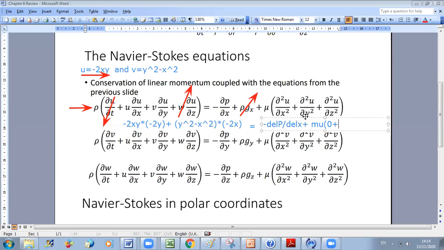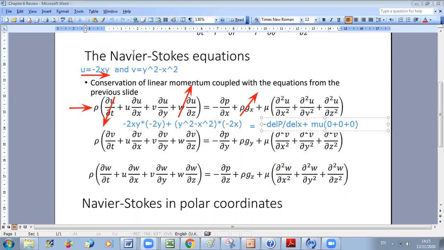Now also, if I derive del u by del y, it will give me minus 2x. If I derive again with respect to y, it will also give me 0. So it's plus 0. And u is already not a function of z, so del u by del z is 0, and the second derivative with respect to z is 0. So plus 0. So you will see that in general, these equations which seem complex will be much simplified in reality.